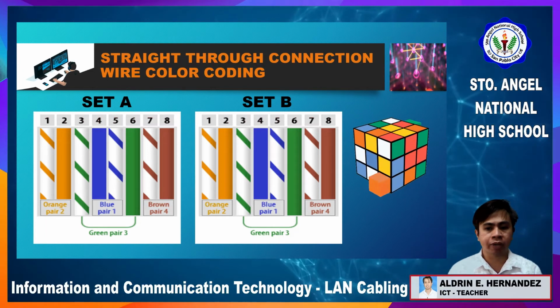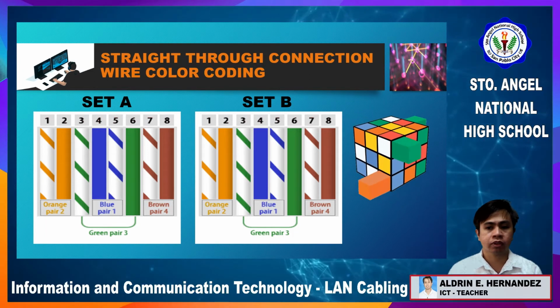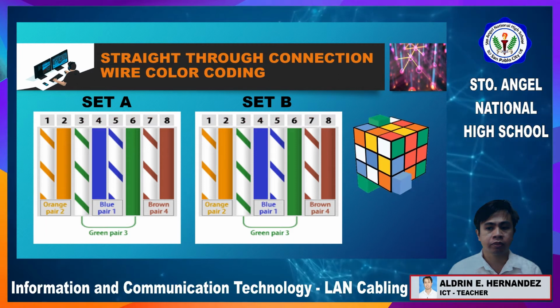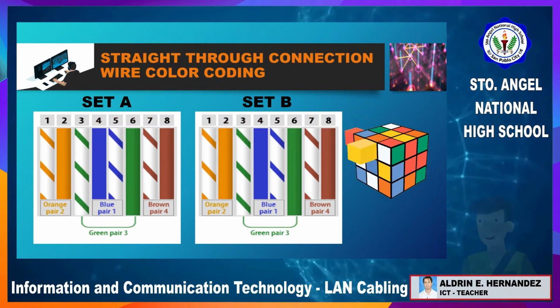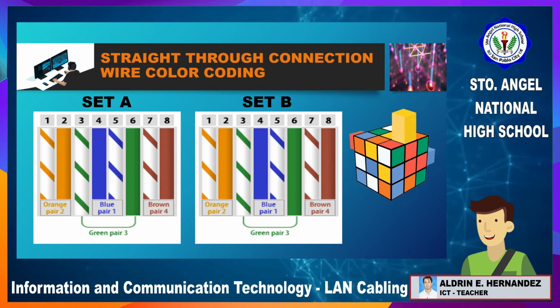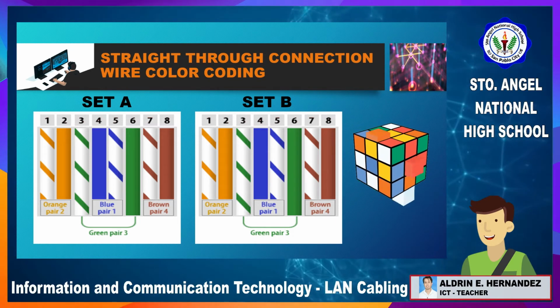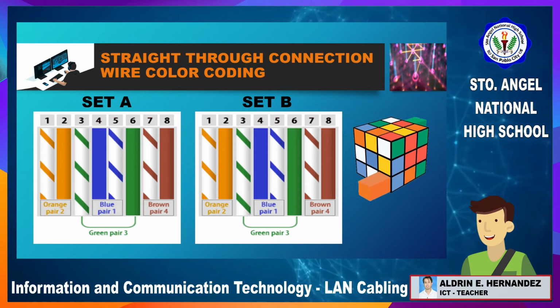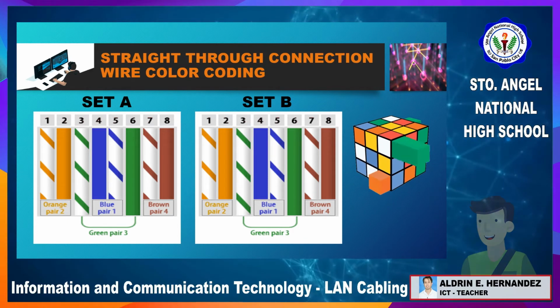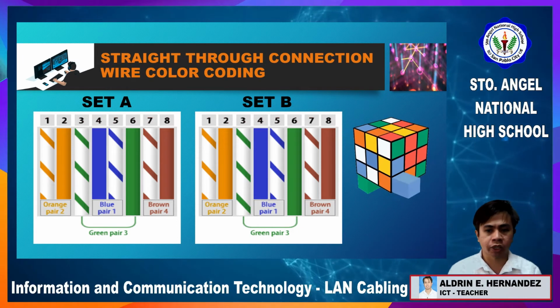Why do we need to follow color coding? Explain your answer. Yes, Edward. Sir Aldrin, we need to follow the color code because it is the standard procedure in cable fabrication, and to avoid improper connection from other sets of connectors. Very good, Edward.